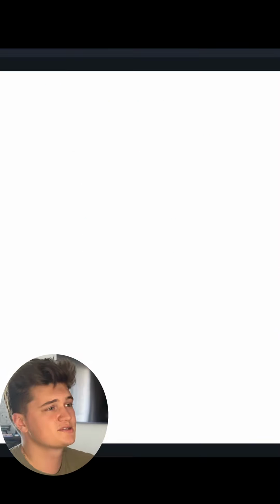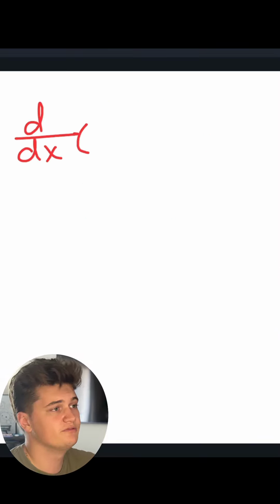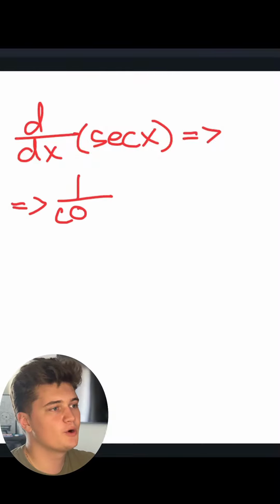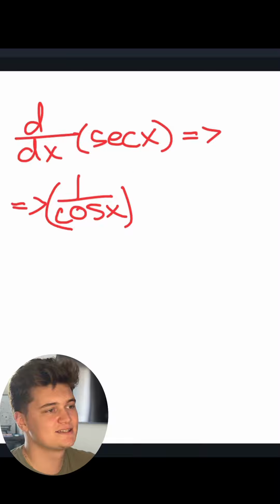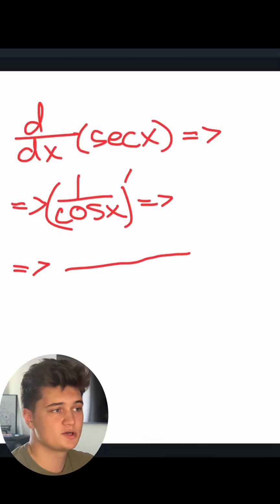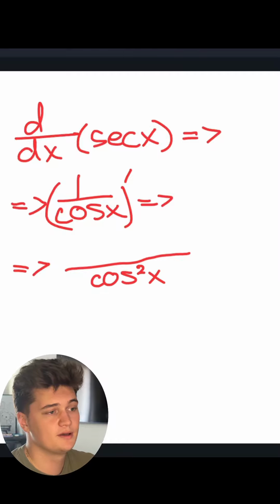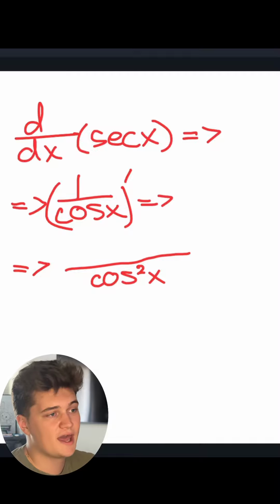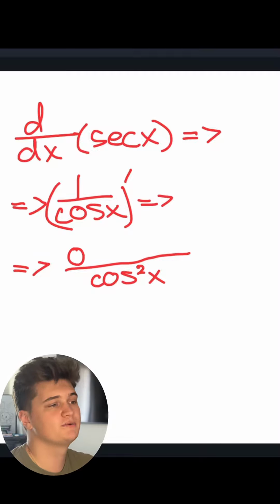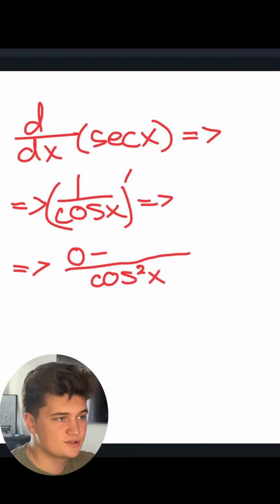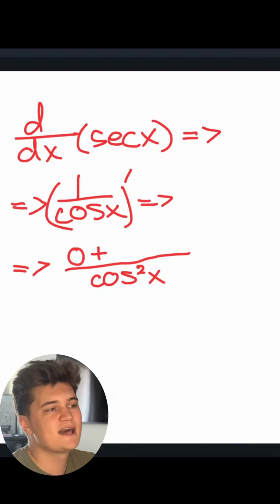The next example is going to be the derivative of secant x. What is it going to be? Again, we can rewrite it as 1 over cosine x, and now we apply the quotient rule. Our v is cosine x and our u is 1. We keep cosine squared x in the denominator, and in the numerator we have cosine x multiplied by the derivative of 1, which is 0, so we just keep 0, and we subtract u, which is 1, multiplied by the derivative of cosine x, and the derivative of cosine x is negative sine x.